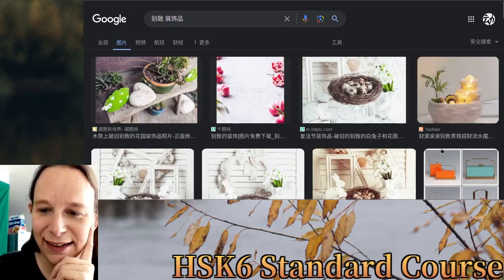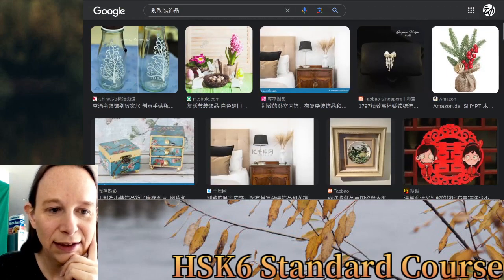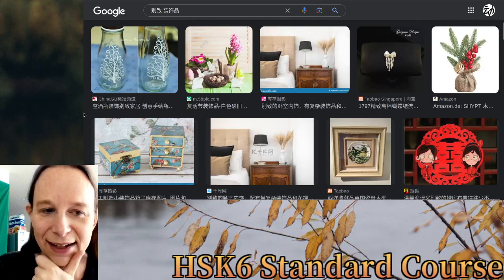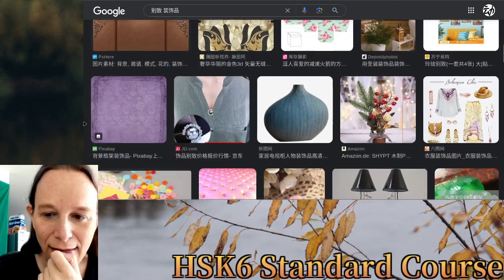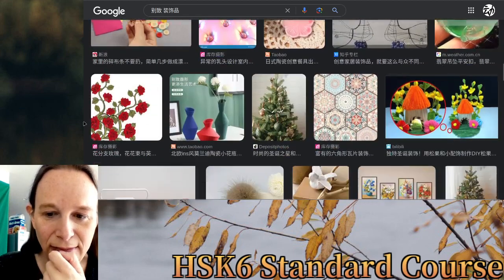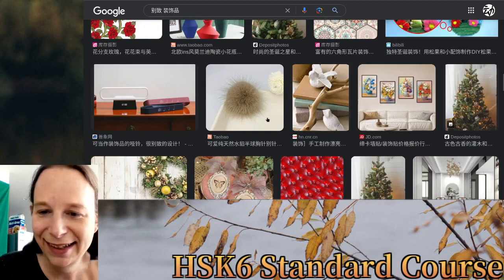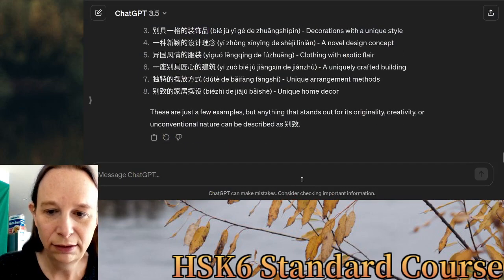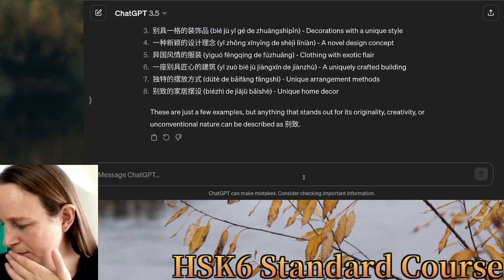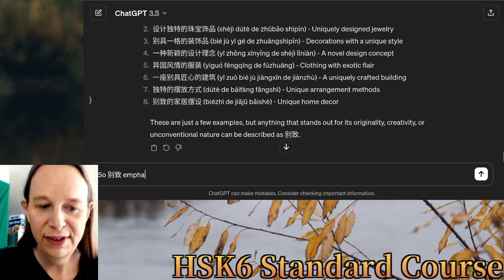That is a unique ornament. It's like a bird's nest. So a vase or something? A carafe? It's not especially unique. What's that? That's a unique ornament. I don't know what it is. It's that unique. Okay. So, 别具 emphasizes its uniqueness.